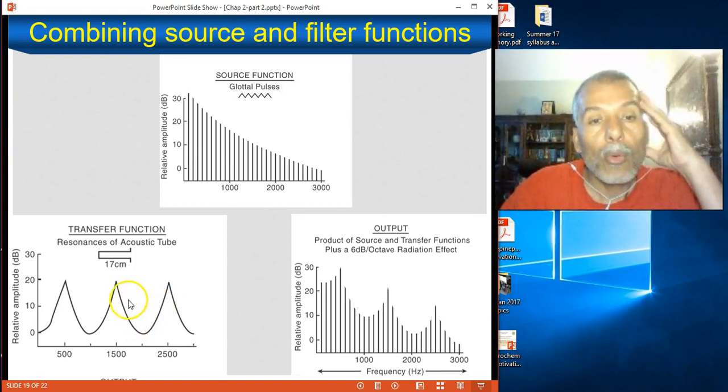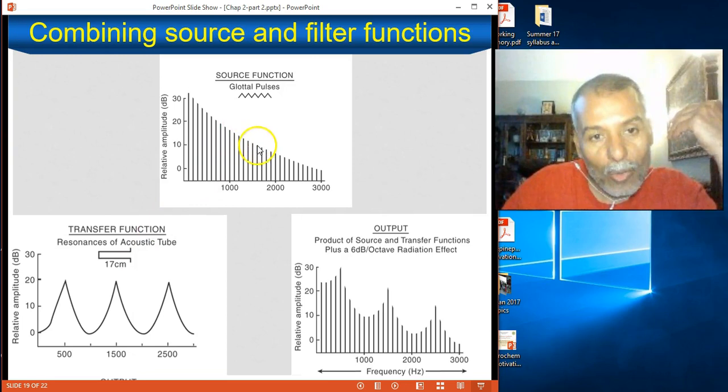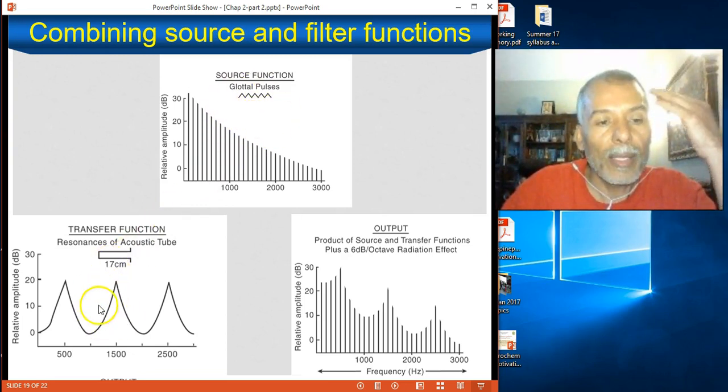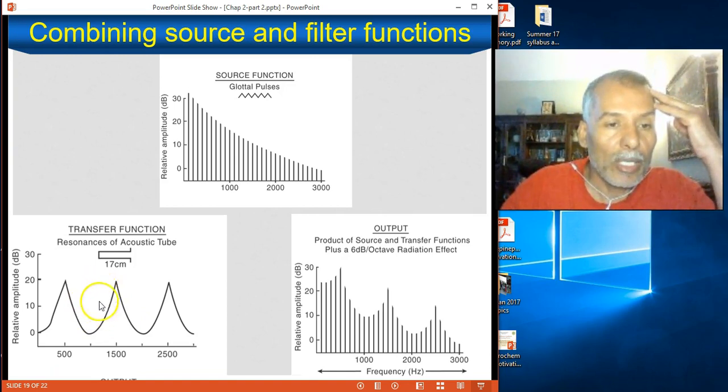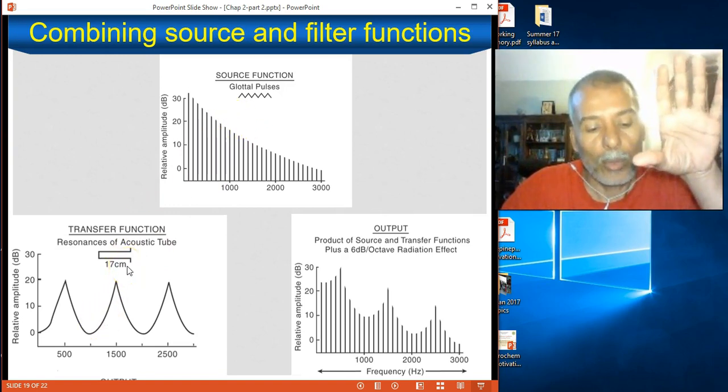But now what you hear at the end, at the lips, is a combination of the glottal pulse and the resonant frequency of the vocal tract. If you overlap, put these together on, like, what do you call it?